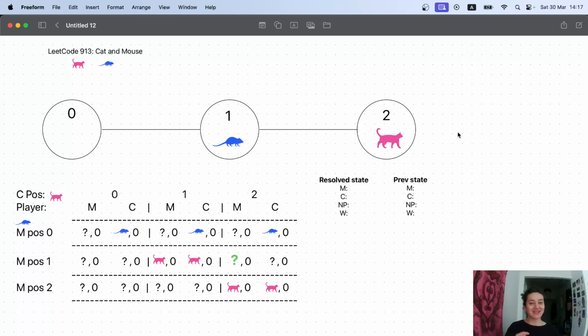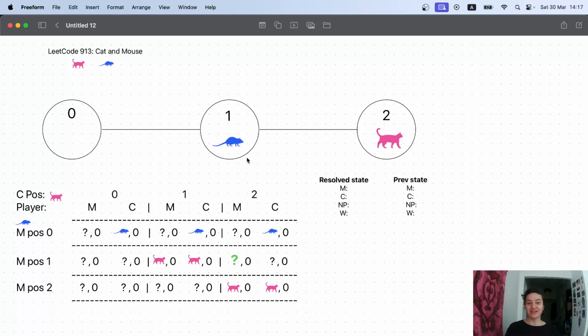Now, let us define our goal state, the state for which we need a result to return for this question. Our goal state is, where is the mouse? Node 1. Where is the cat? Node 2. Whose turn is it to move now? Mouse, because we know he goes first. This is our goal state, as we can see here, and it's the mouse's turn.